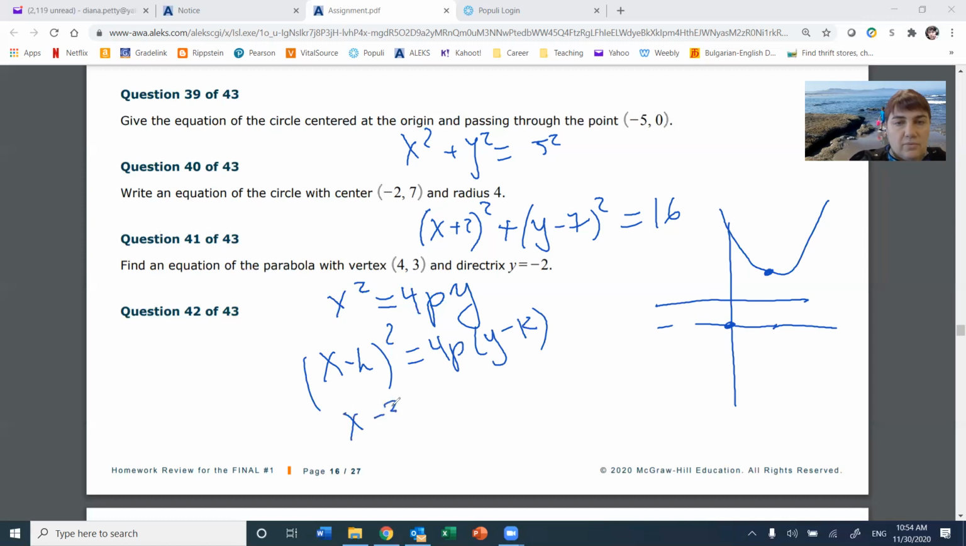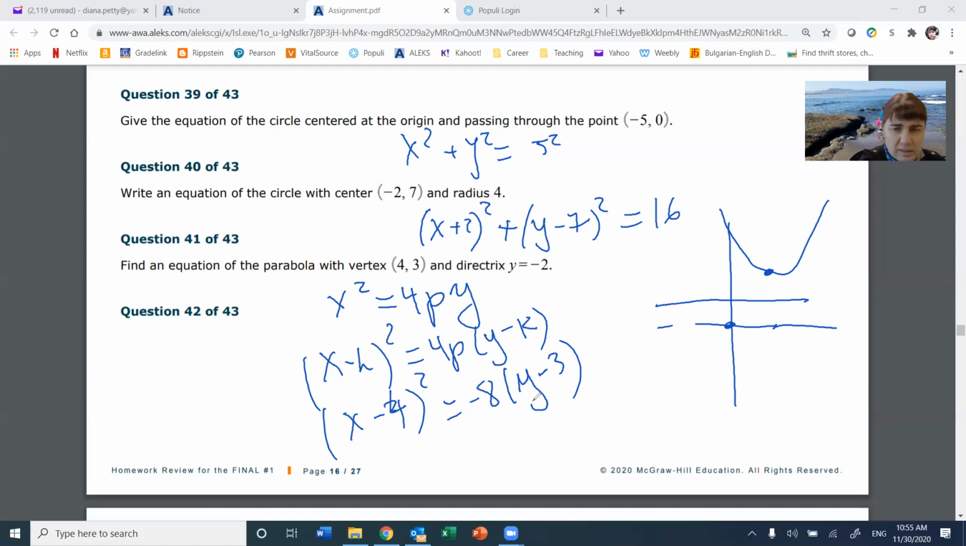Minus 4, because 4 times minus 2 is -8. y minus 3. That's it. Let's look at the answer. We have this 41. Looking at the answer for 41. Yeah, it looks exactly like this.